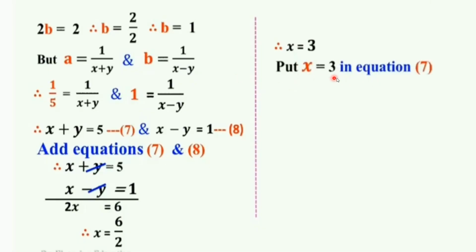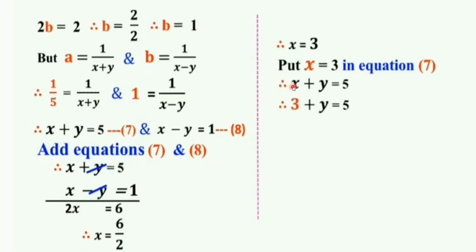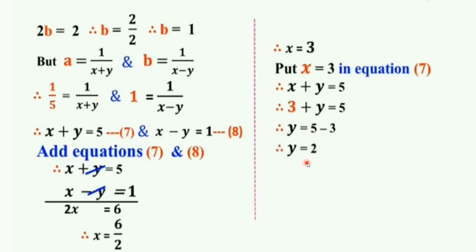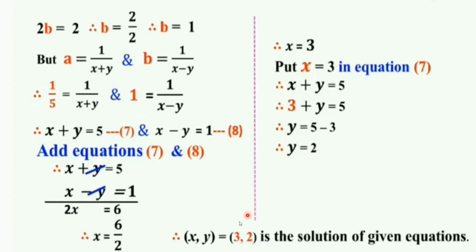Now substituting x is equal to 3 either in equation 7 or equation 8. So I am using equation 7, children. x plus y is equal to 5. 3 plus y is equal to 5. So what will be the value of y? 5 minus 3, that is, the value of y is 2. I have got the values of the variables x is equal to 3 and y is equal to 2. So therefore, I can say x comma y, that is 3, 2, is a solution for the given equations.